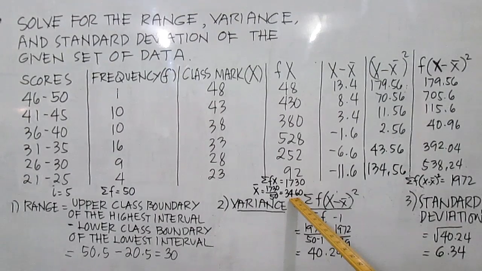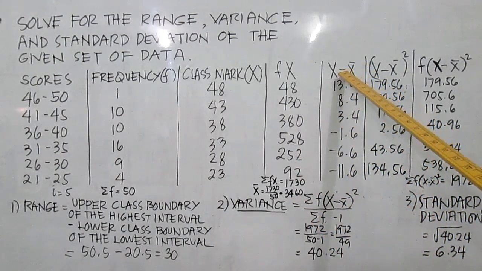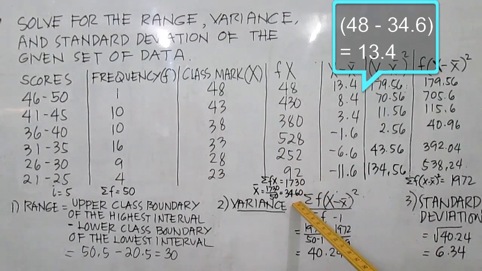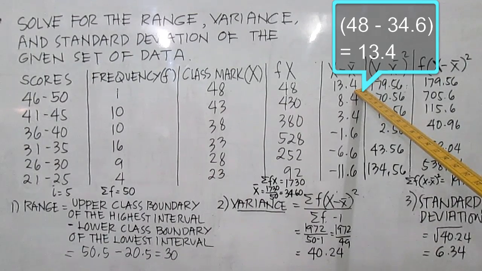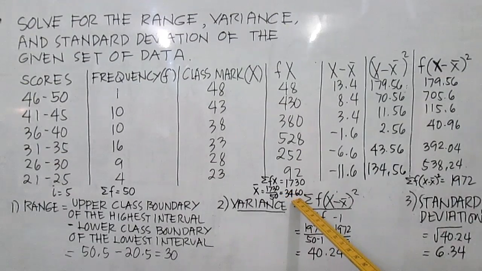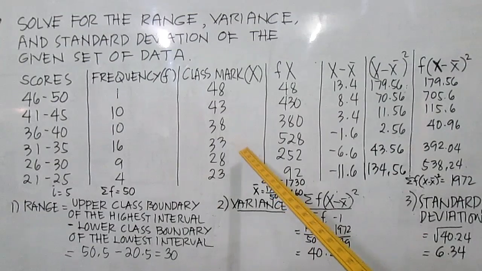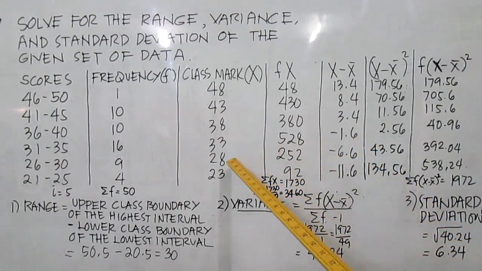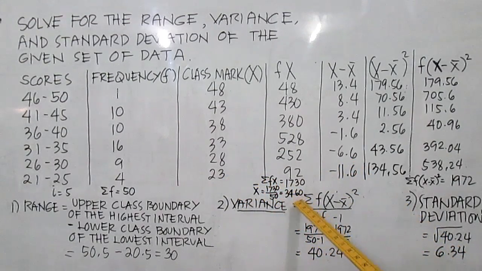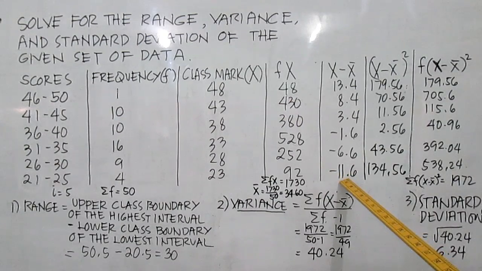Then we are going to get the deviation from the mean. For group data, we're going to subtract the mean from the class mark. So 48 minus 34.60 is 13.4. 43 minus 34.60 is 8.4. 38 minus 34.60 is 3.4. 33 minus 34.60 is negative 1.6. 28 minus 34.60 is negative 6.6. And 23 minus 34.60 is negative 11.6.